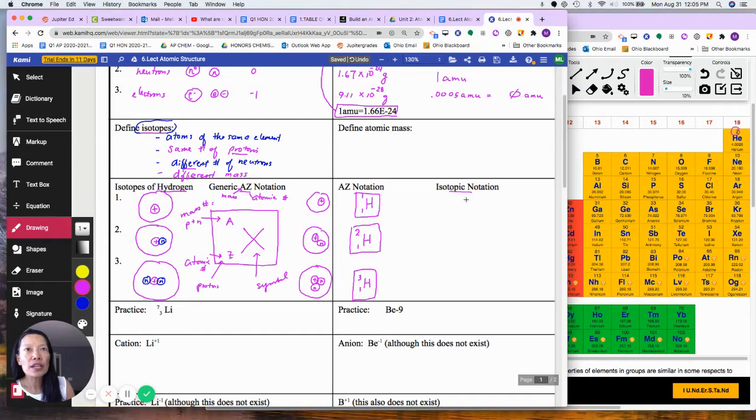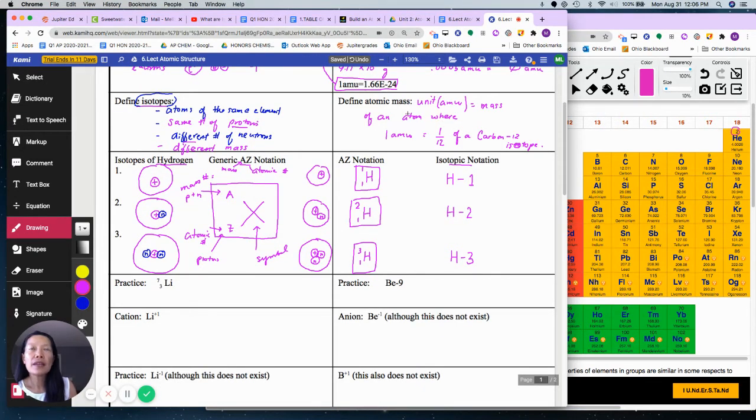Another notation that you should be aware of is called isotopic notation. In this notation, you write the element symbol. Sometimes it's written out, hydrogen, with a dash, not a negative, just a dash, and the mass number. And not a subscript or superscript, a big number. Okay, so this would be isotope H-2, and this would be, you guessed it, hydrogen-3, not negative 3.